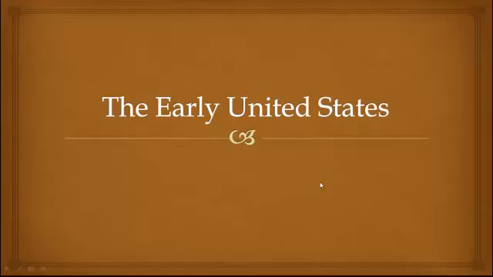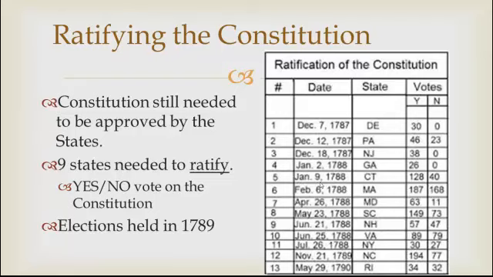Lectures. Today, we're going to discuss the early United States. So we talked about the Constitution and how it was written in the Constitutional Convention. But just because they wrote it didn't mean that it was going to become the law of the land. The Constitution still needed to be approved by the states. And according to the Constitution, 9 states needed to ratify that Constitution.